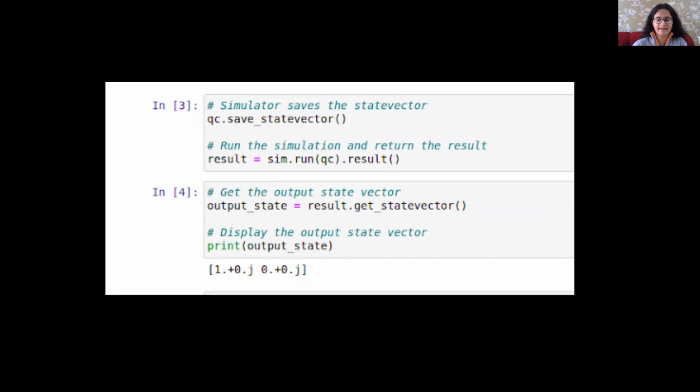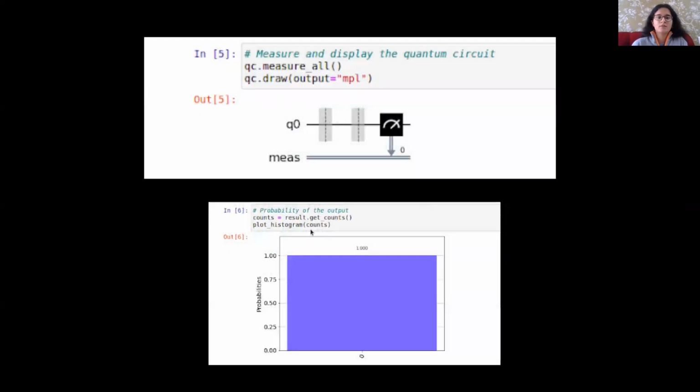So it's working fine. We can also measure all the qubits. QC.measureAll allows us to measure all the qubits in the circuit for their state, because we've not applied any gate or anything. So whenever we measure this qubit, we will get the state of 0. And QC.draw allows us to draw what I just explained.